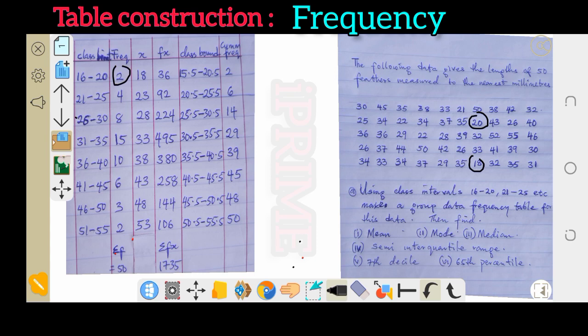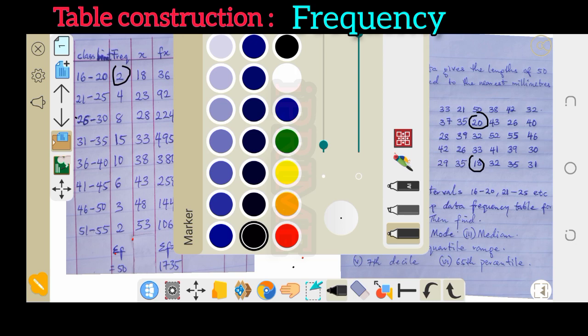Now, you can use different colors or different shapes. Like I've used a circle to represent all these ones. You can use a triangle to mark the other ones. You don't wipe them, because you will not know if you are making a mistake or not. I'll use different shapes to represent different colors.